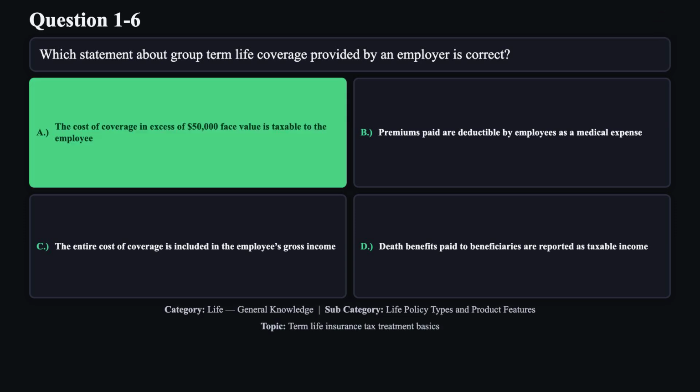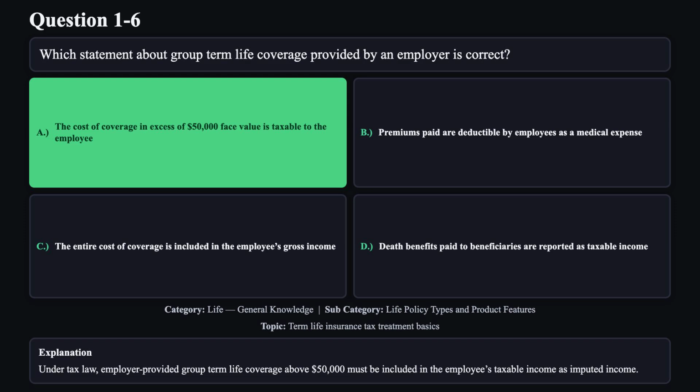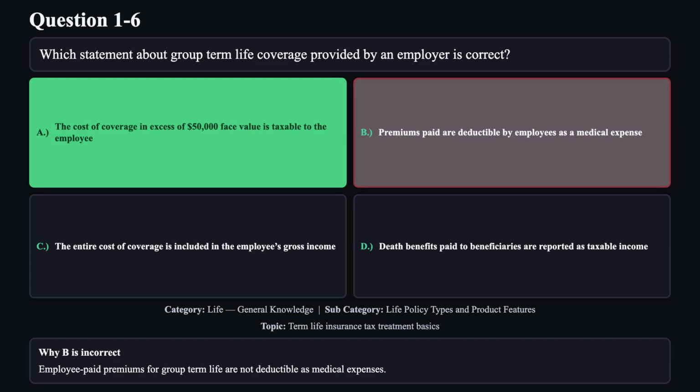The correct answer is A. Under tax law, employer-provided group term life coverage above $50,000 must be included in the employee's taxable income as imputed income. Reason B is not correct. Employee-paid premiums for group term life are not deductible as medical expenses.